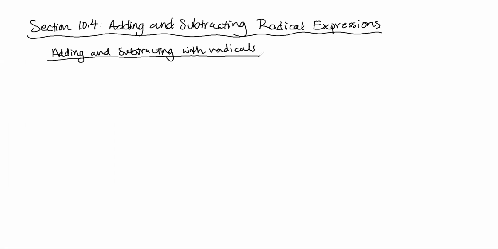you're adding terms together. So like when we have a 2x plus 3x, these are like terms because we have the same variable, they have the same exponent, but they might have different coefficients. Same kind of thing with radicals. We must have like radicals.